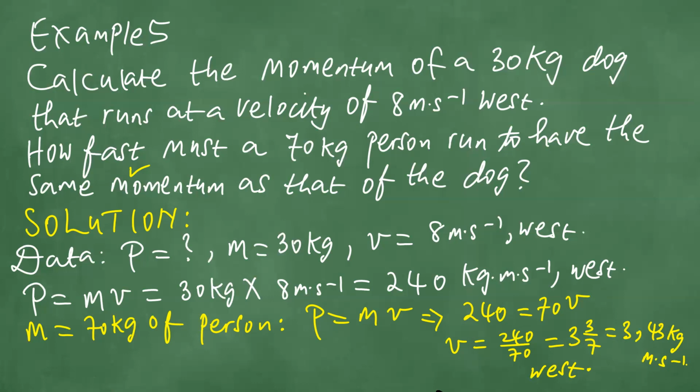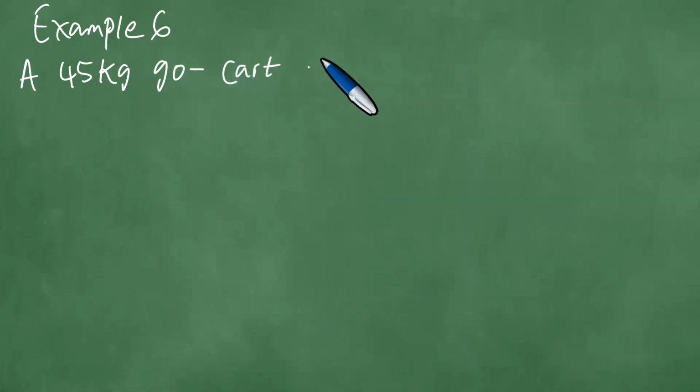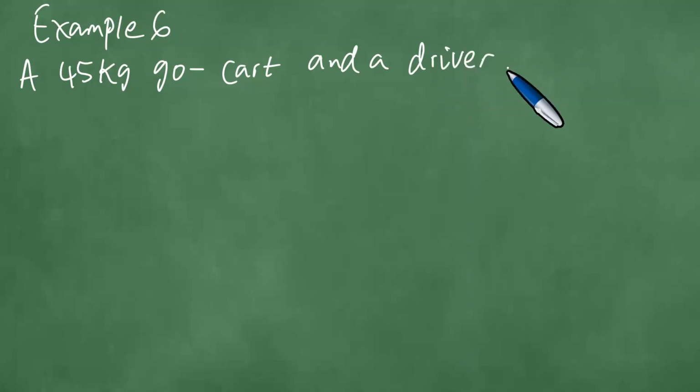Okay, we dealt with this dog. What about if we have this situation here? Let's look at something we call a go-kart. Example 6. A 45 kilogram go-kart, and the driver of 55 kilograms.